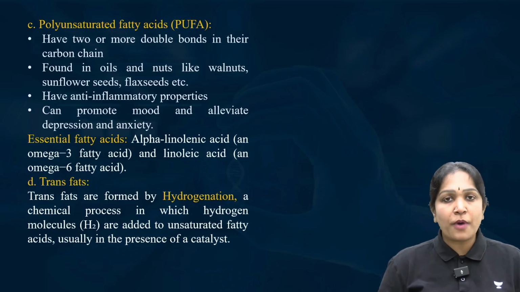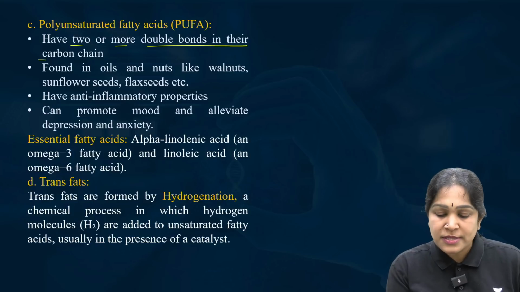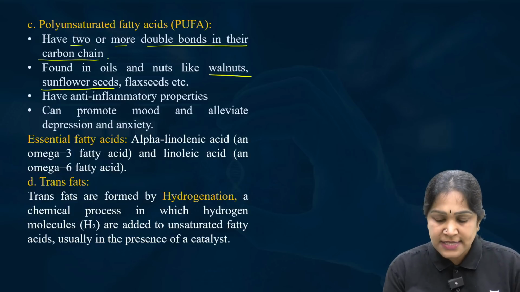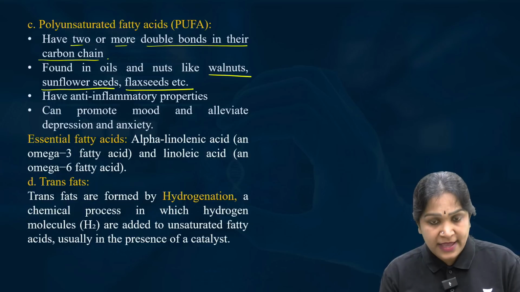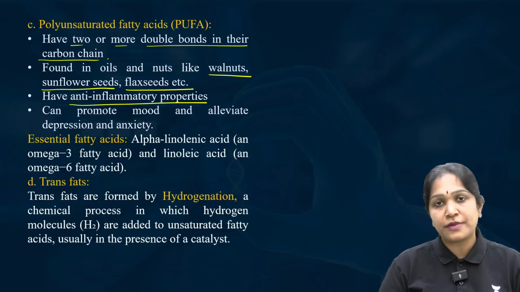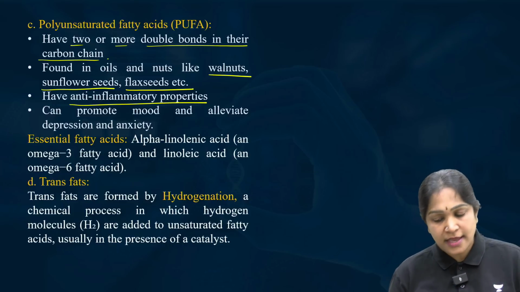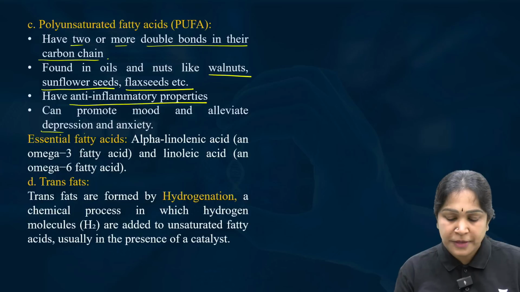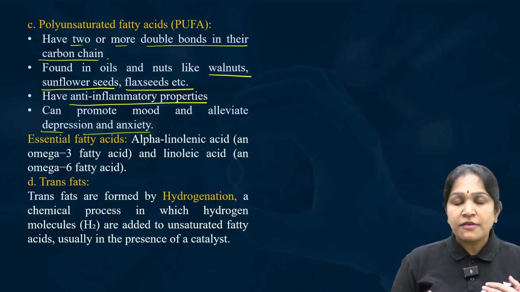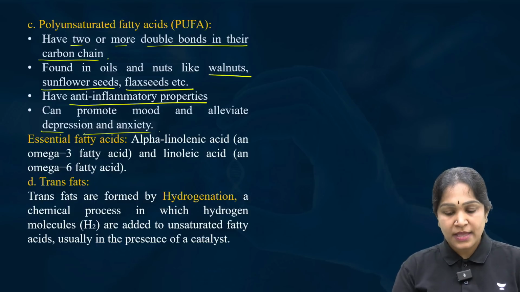Okay, and then polyunsaturated fatty acids. They have two or more double bonds in their carbon chain. Examples: walnuts, sunflower seeds, flax seeds. They are very healthy and they have anti-inflammatory properties, and like monounsaturated fatty acids, they can also alleviate the problems of depression and anxiety. We call them heart healthy oils, whereas saturated fats are not healthy for our heart.